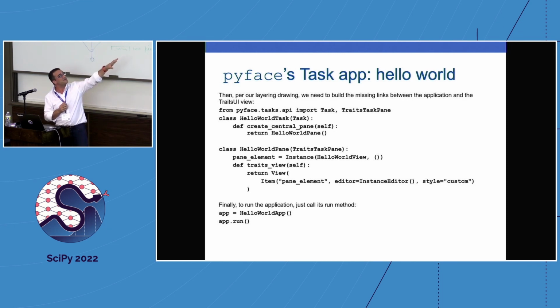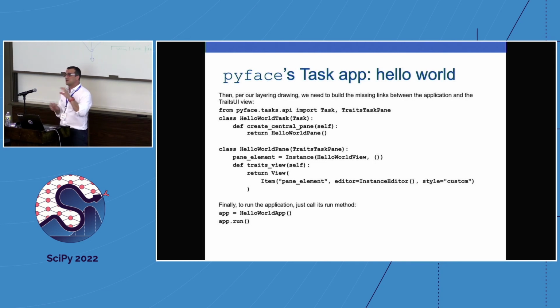And so you have to define what that central pane is. If you only have one pane, it has to be the central pane. And then you're just going to return one type of pane. So I'm returning that pane, and obviously now I need to define what that is.